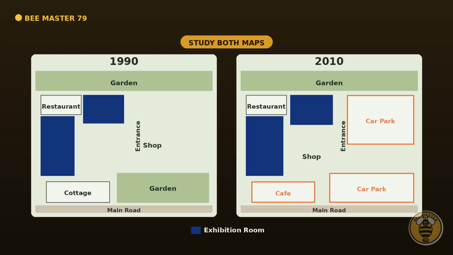Take a moment to study both maps. On the left is the site in 1990. On the right is the same site in 2010. The dark blue areas are the exhibition rooms. Look for what has appeared, what has disappeared, and what has stayed the same.